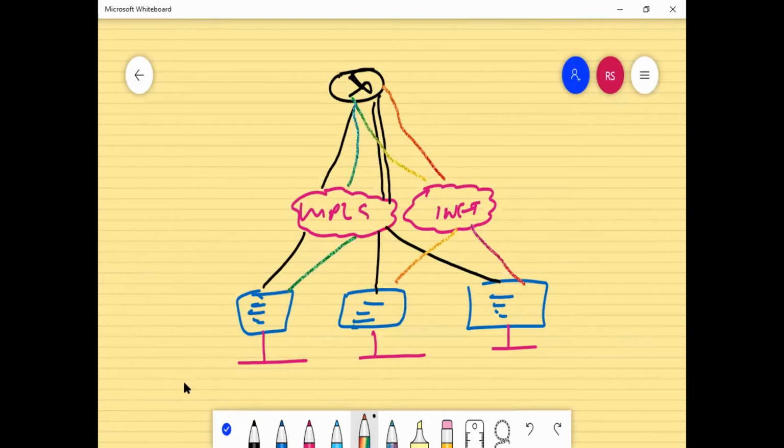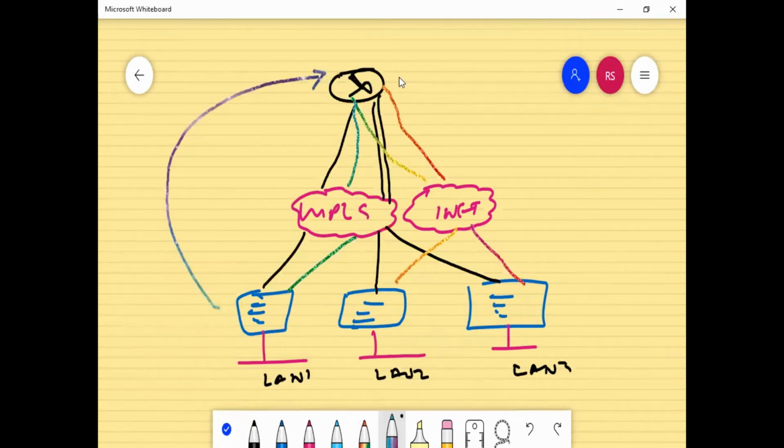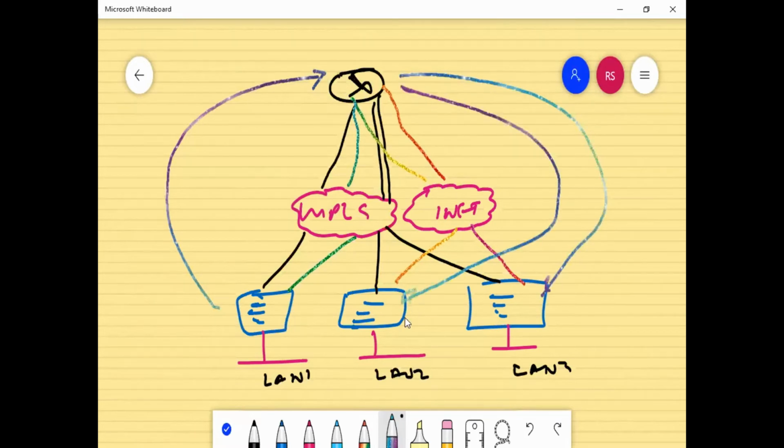Now, how will your network flow? Your networks, like LAN 1, LAN 2, LAN 3, all eventually go to your vSmart, and in turn your vSmart will send them to the other vEdges. That is how your vSmart is acting as an RR.